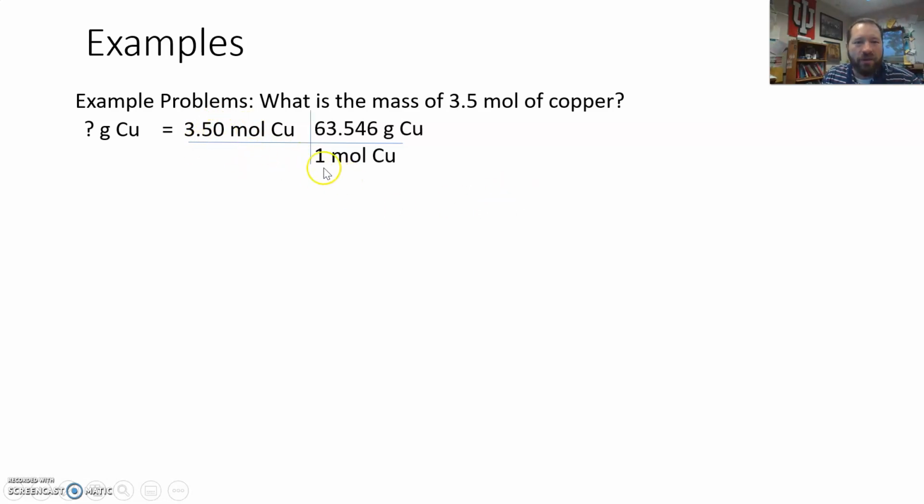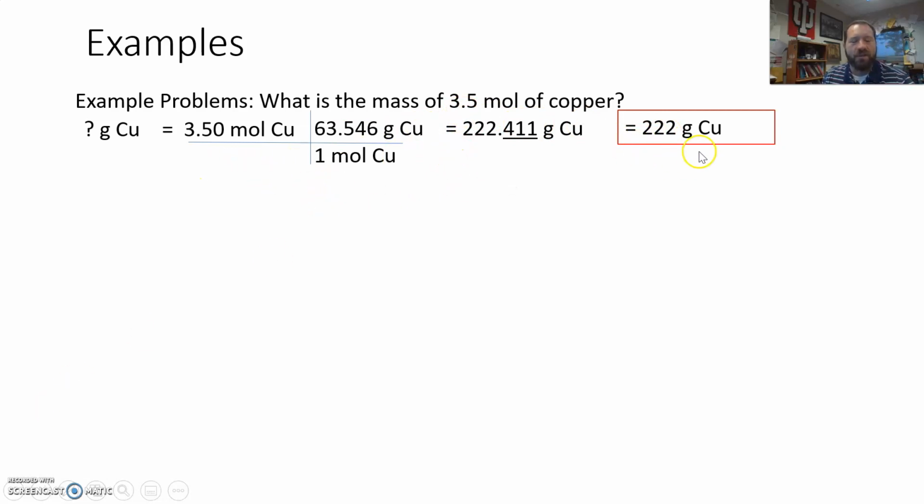So 3.5 divided by 1 times, here's our mass off the periodic table. Again, it's 63.546 grams of copper off the periodic table over 1 mole. That's grams per mole. So we do our 3.5 times 63.546, and we get 222.411. Again, looking back, I've added a significant digit. It should probably just be 220 grams of copper. Looking back at our question here, there's only 2 significant digits, 3.5. I'm not sure where that 0 came from.